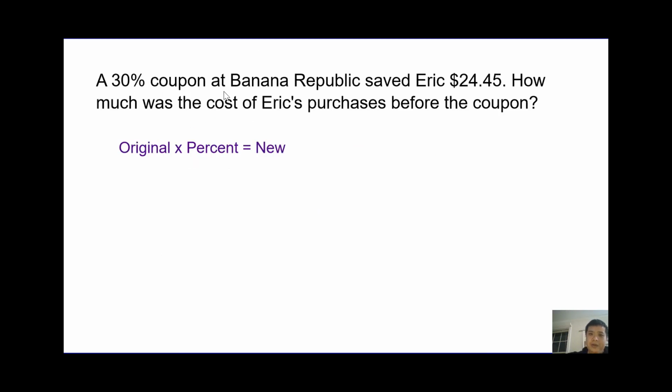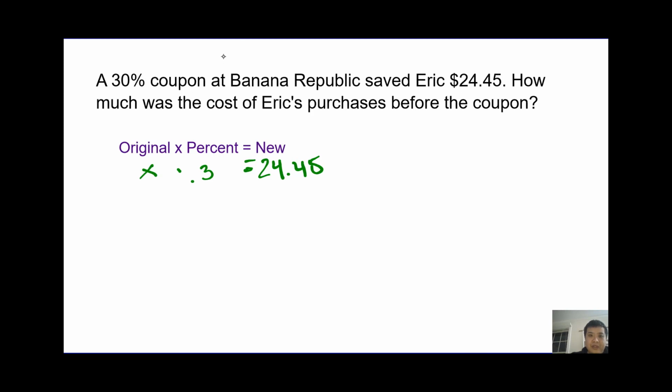A 30% coupon at Banana Republic saved Eric $24.45. How much was the cost of Eric's purchases before the coupon? So, again, this means that we're going to find the original amount. Okay, the new amount is actually the amount that we saved, which is, we're actually not looking for the amount we paid. We're looking for the amount we saved, and the percent that we saved was 30%. So this is a percent of question.